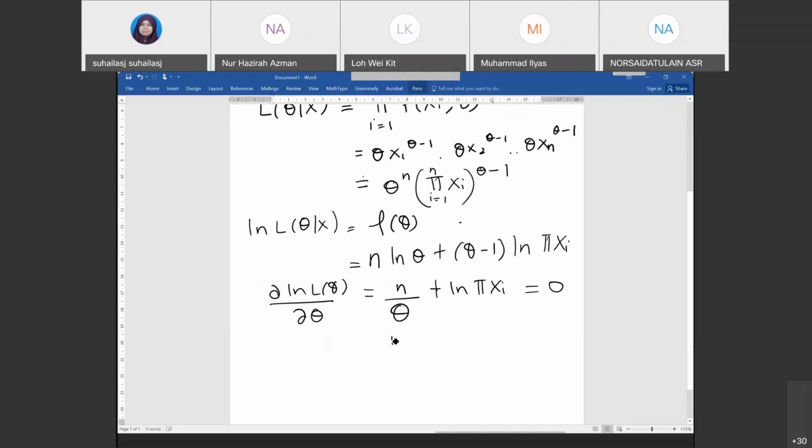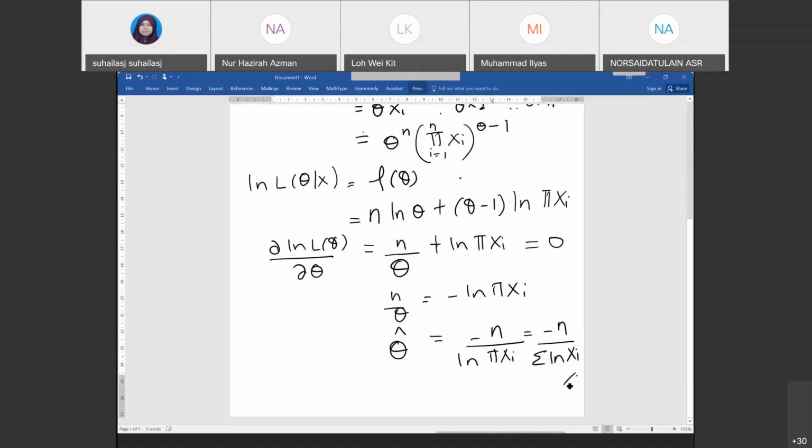Okay, so you have n over theta equals to minus ln product xi. Solvekan. Ini akan tulis theta hat equals negative n over ln product xi. Okay, kat sini nak tukar negative n over summation ln xi. So that is your answer. Okay, kita ada theta hat equals negative n over ln product xi, so you will have equals to negative n over summation ln xi.